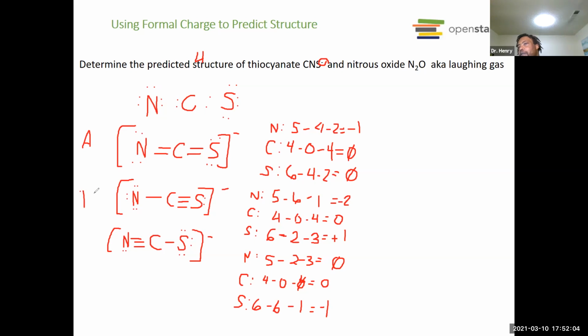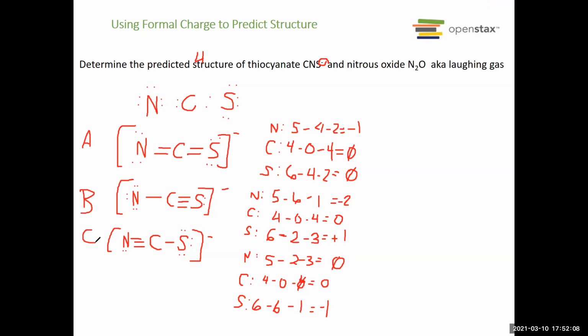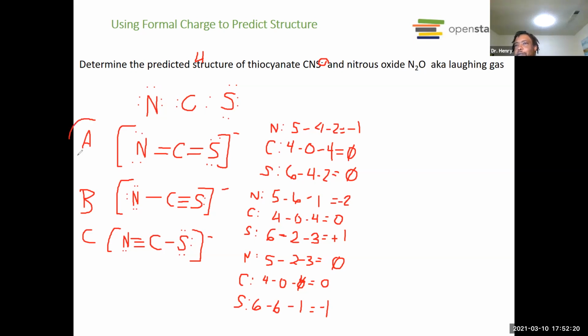A, B, or C? A. A, why? Because the -1 is on the one with the more electron activity. That is correct. So A would be the correct answer. Good job.